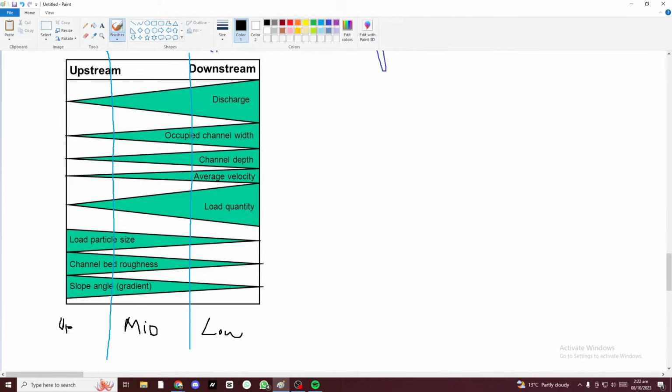Middle course has medium amount of discharge. It's not the widest part of the river. It's not the deepest part of the river. Its velocity is not the greatest. Its load quantity is not the greatest, but it has a mix of everything. So it has large particles, it has smaller particles, it has everything.